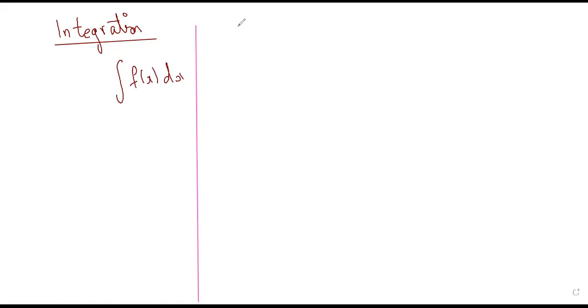Let's say you are to integrate x to the power n with respect to x. It's the opposite of differentiation, so x to the power n plus 1 divided by the new power, plus c. In integration, we are always supposed to add the constant. Let's talk about another one.